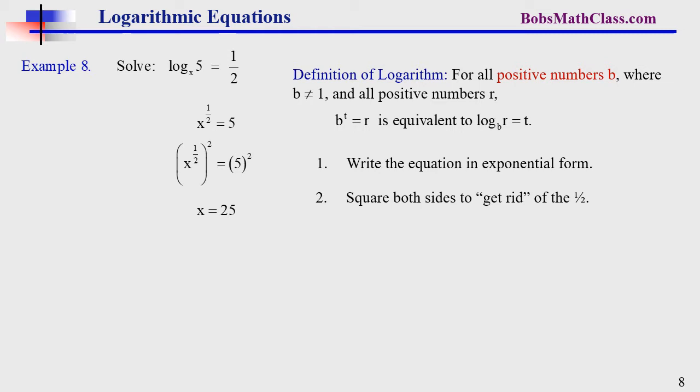Okay, so we still do the same thing we did in the last example. You square both sides to get rid of a square root. If that was a 1/3, then we would cube both sides to get rid of the 1/3. If that was a 1/4, then we would raise each side to the 4th power. All right, so this one, the answer is 25. That's a good answer. Let's move on.